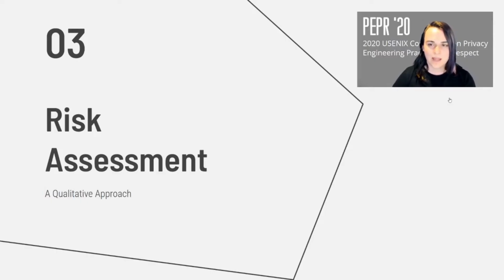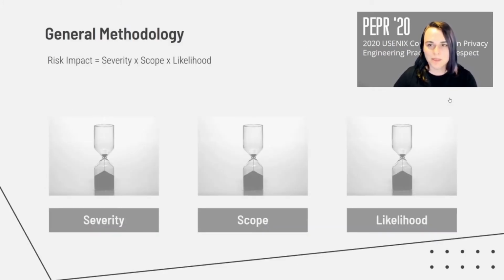Let's dive into how we perform risk assessments using a qualitative approach. There's a general methodology I'm just going to introduce here. It's about averaging three things: severity, scope, and likelihood. And the impact becomes the shorthand for the overall negative privacy effect to be avoided.